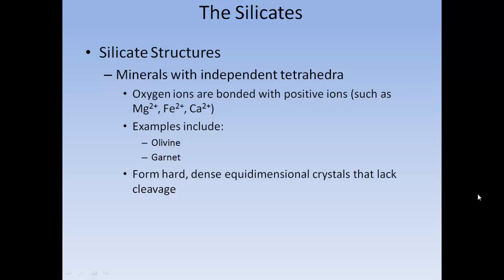Minerals that have independent tetrahedra: oxygen ions are bonded with positive ions such as magnesium, iron, or calcium. Examples include olivine and garnet. They form very hard, dense, equidimensional crystals that lack cleavage.